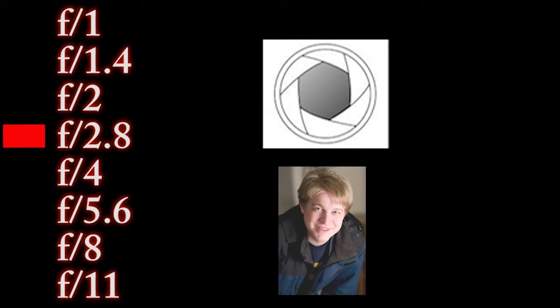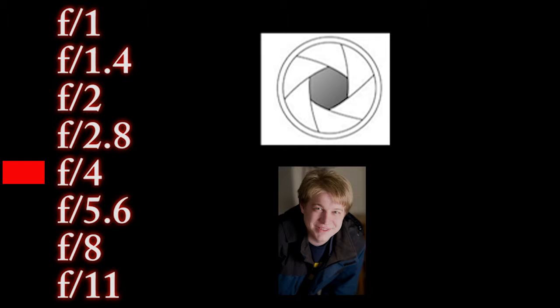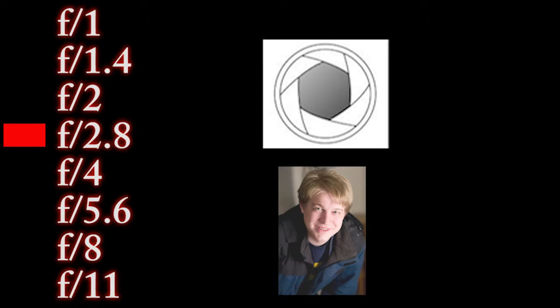a stop of light. If our aperture is set for f2.8 and we close the aperture down to f4, we're losing one stop of light, meaning that we cut the brightness of our image in half. If we're f4 and we open our aperture up to f2.8, we're gaining a stop of light and making the image twice as bright as it was before.